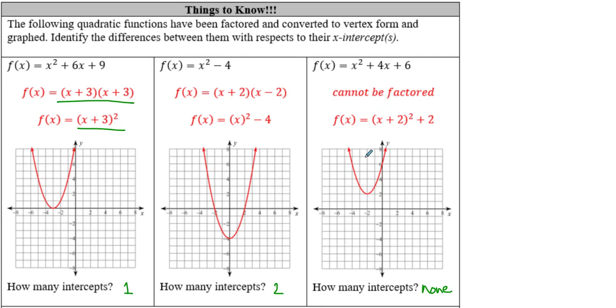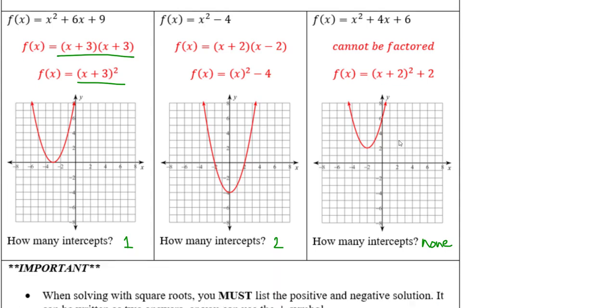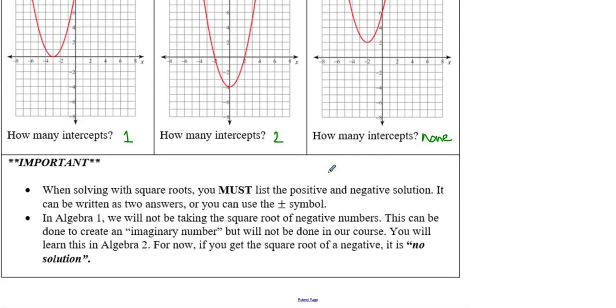Okay, and this is very important for us to understand, because there is something here in this section that you might come across that we're not really going to do until we get to Algebra 2, and I'm going to talk about that down below right here. So I do have this little piece of important information. The first part says, when solving with square roots, you must list the positive and negative solution. It can be written as two answers, or you can use the plus minus symbol.